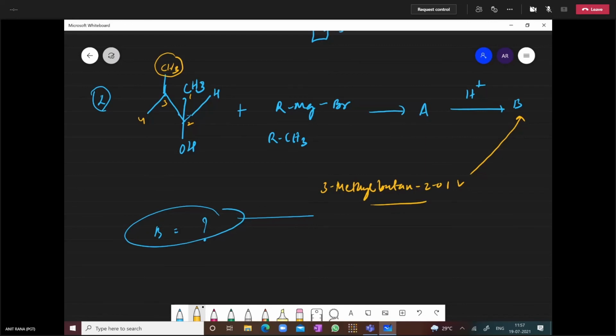If you want the intermediate A, then that is nothing but this with MgBr, which on acid hydrolysis gives the corresponding 3-methylbutan-2-ol. Please remember, 12th standard, do more practice.